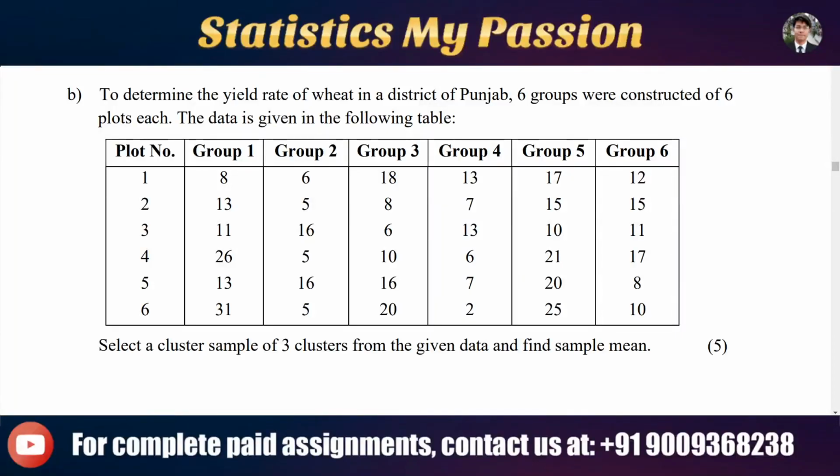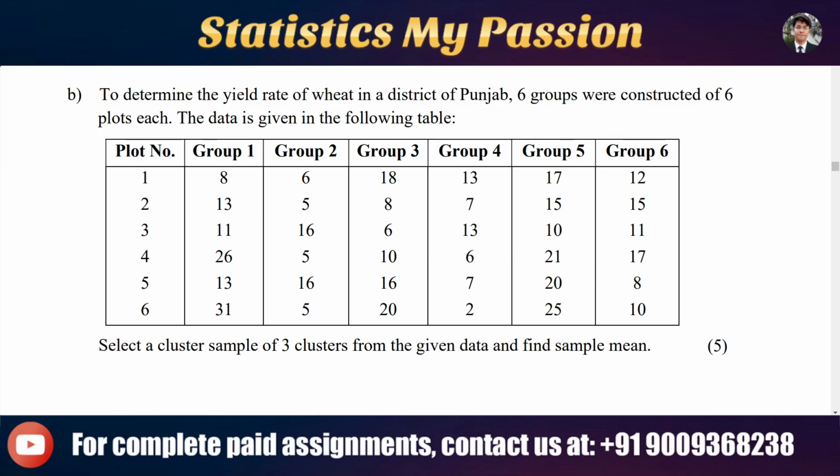Hi guys, so in this video we'll discuss the PGDAST assignment question, which is to determine the yield rate of wheat in a district of Punjab. 6 groups were constructed of 6 plots each. The data is given in the following table.